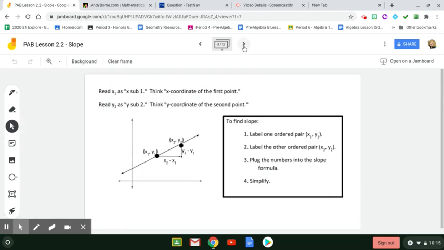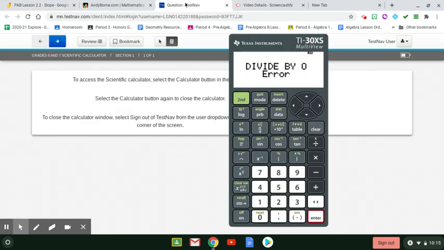Okay? Got to label everything, plug into your formula, use your calculator. Remember, your calculator can be your best friend on this if you simplify everything down. If you get a division by zero error, like you see right here on that calculator, remember that means you have an undefined slope.